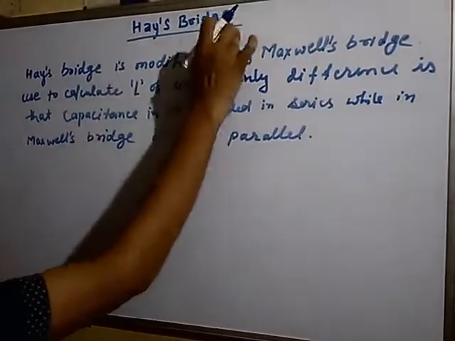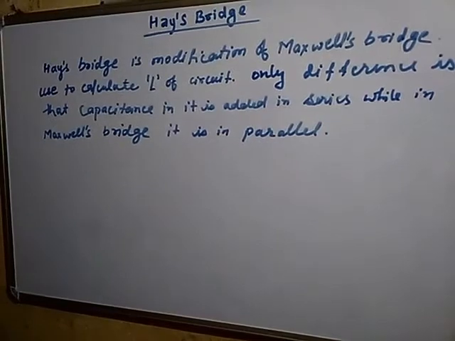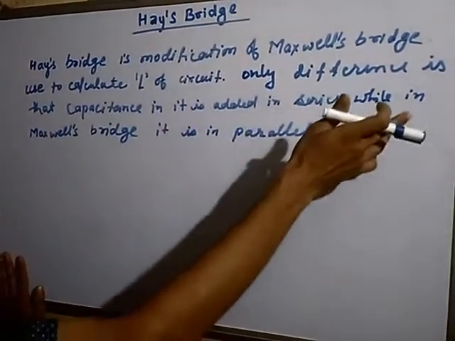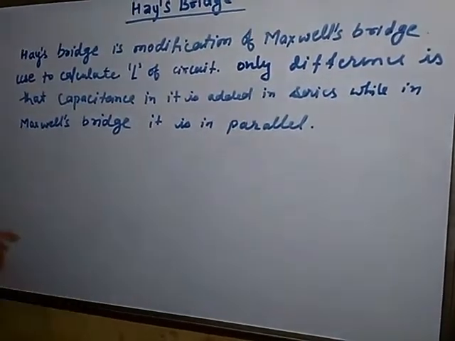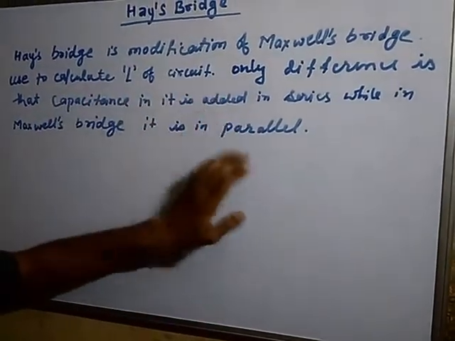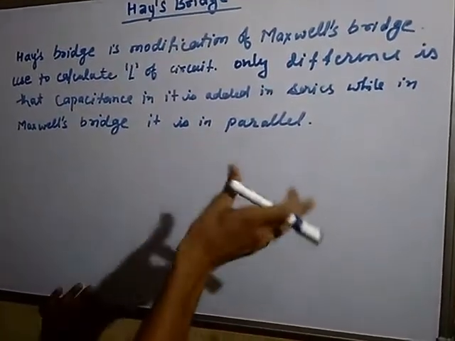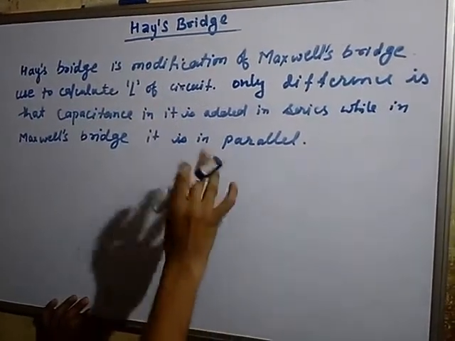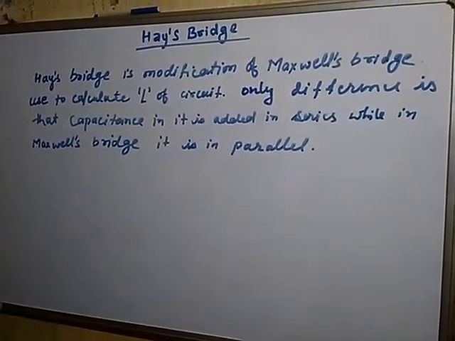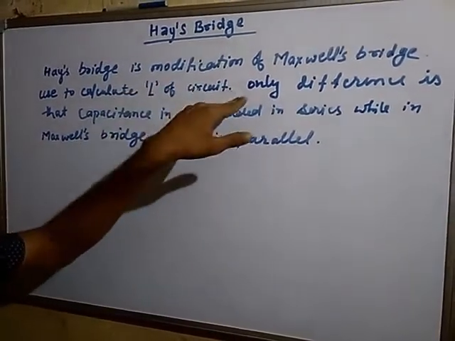In the lecture series of bridges, our next lecture is on Hay's bridge. Hay's bridge is only a modification of Maxwell's bridge. There is not much difference between these bridges. The only difference is that in Maxwell's the capacitance is added in parallel to the resistance, and in Hay's bridge it is added in series to the resistance. It is used to calculate once again the inductance of the circuit.